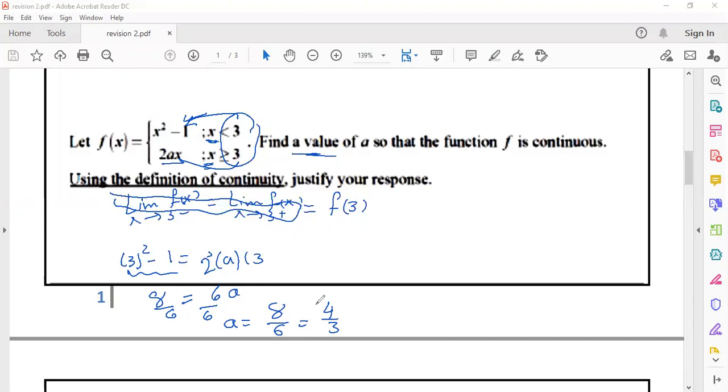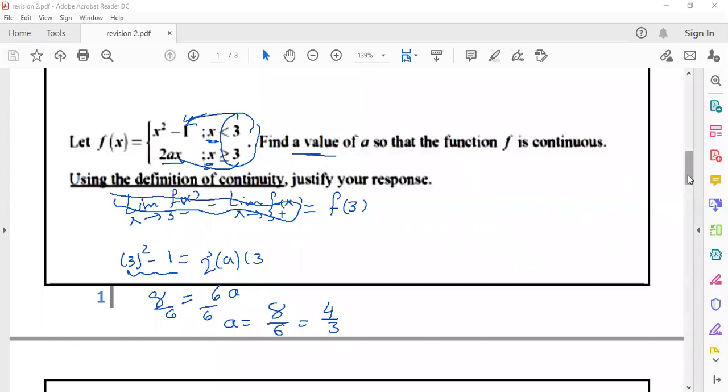I think it's so easy. Every time I use this condition, the limit from the right equals the limit from the left, to get an equation in the variable. By solving this equation, you will get the value of this variable. I hope you understand everything, okay?